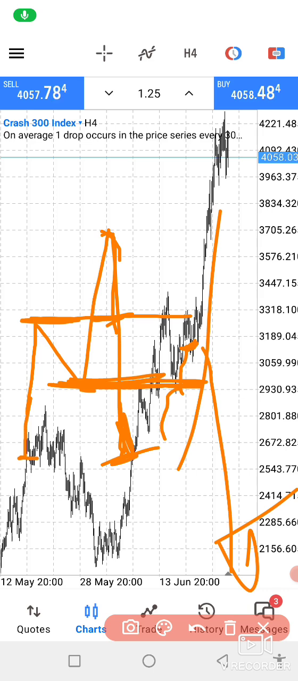I think using the Fibonacci tool will help you to know when the market is changing character. Yeah, you can use Fib tools to know when the market is changing character.